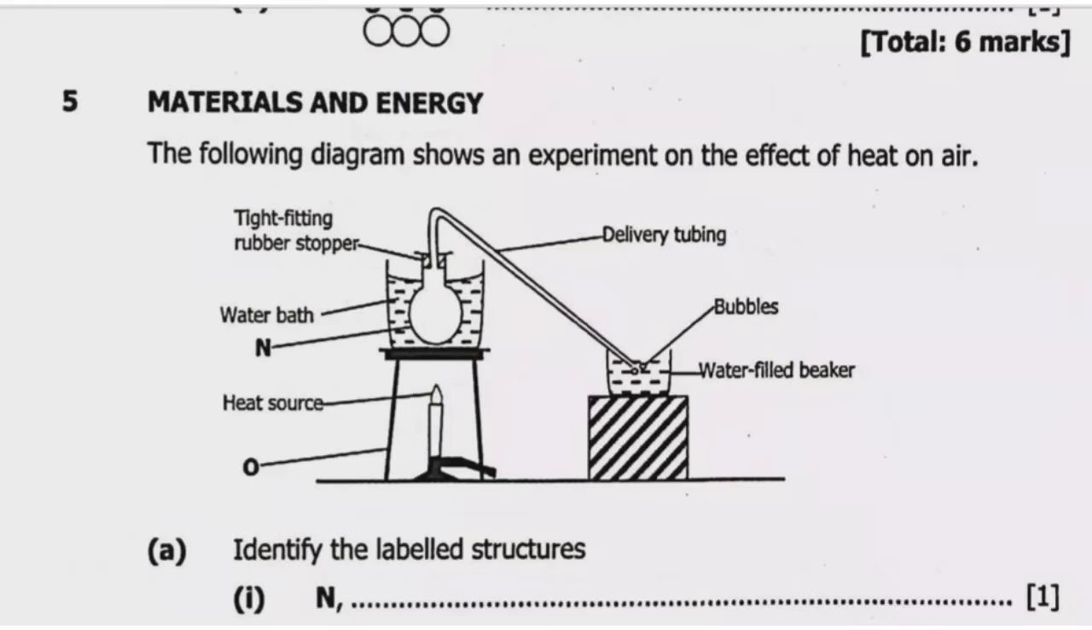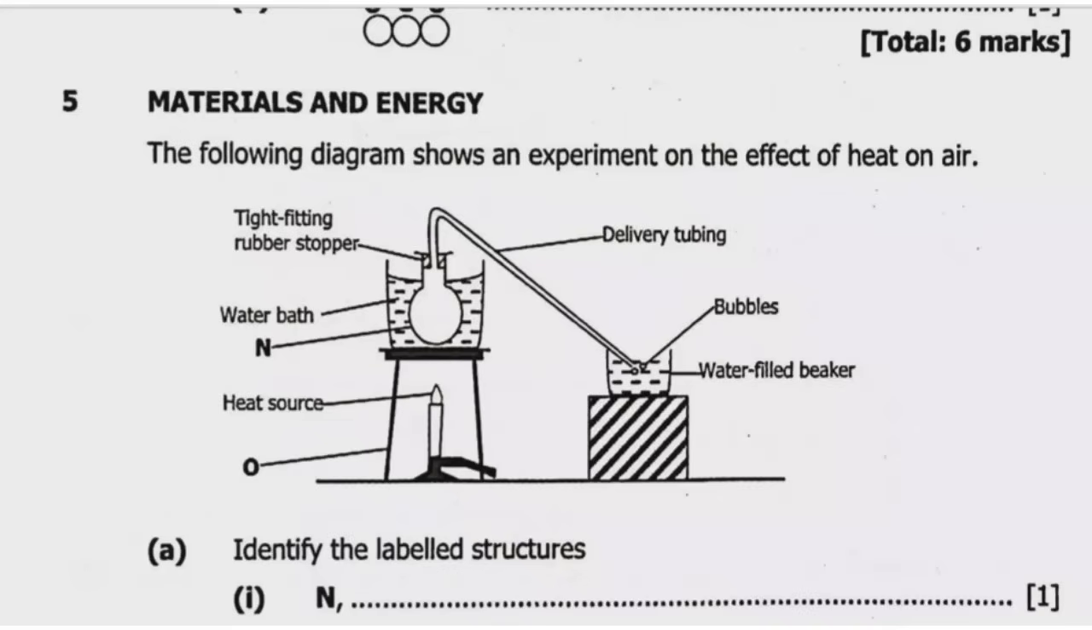Carbon dioxide. Okay, we come to question 5, which is coming from the topic of materials and energy. So the question is as follows. The following diagram shows an experiment on the effect of heat on air. So we have got the diagram there. What we need to do is pay attention and study the diagram. You can see a tight fitting rubber stopper, then we have got a delivery tube, bubbles there, a water filled beaker, a water bath, and then we have got N, a heat source, and we have got O there.